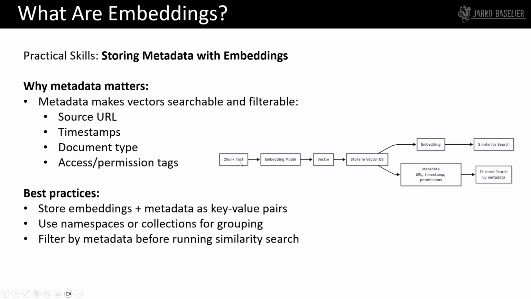So we have a chunk of text, then we have a specific embedding model, which will create a kind of vector, and we will store this in a vector database. We will store the embedding and we will store the metadata like URL, timestamp, and permissions. This way we can filter search by metadata, and in the end the embeddings will give us a similarity search.